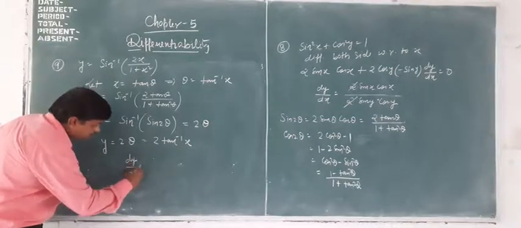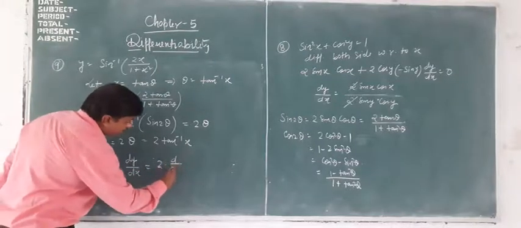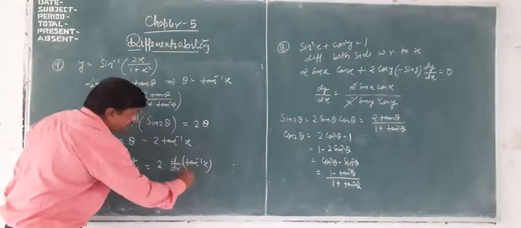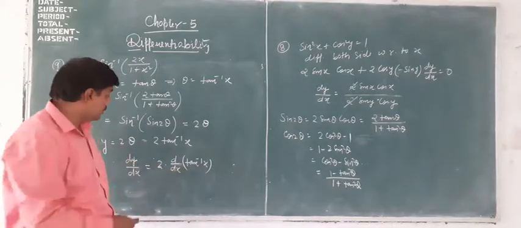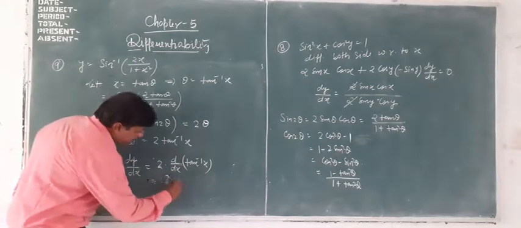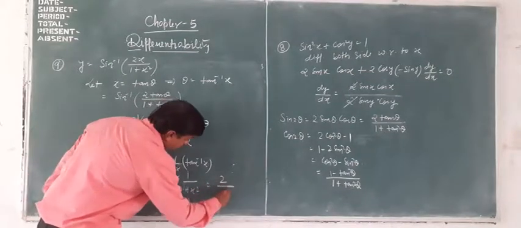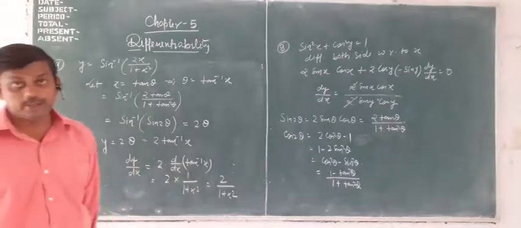Means dy by dx equal to 2 is the constant, and the derivative of tan inverse x. We have already discussed that the derivative of tan inverse x is 1 by 1 plus x square. So this is 2 into 1 by 1 plus x square. So the result is 2 upon 1 plus x square. This is the result. It is very simple.